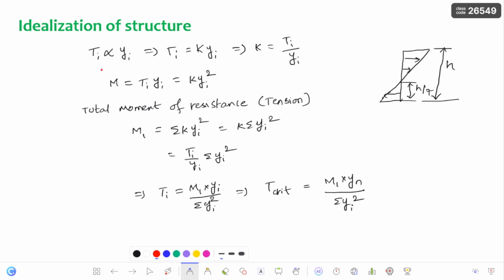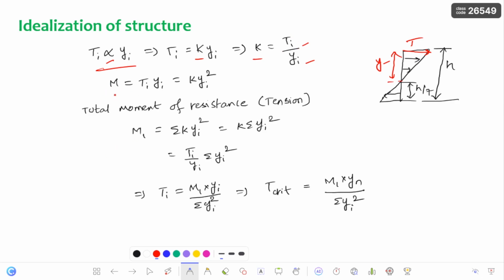Here, the tension force which is going to be developed is directly proportional to the distance of that particular bolt from the neutral axis. Here you can see clearly, the topmost bolt is going to suffer more tension, and the distance from the neutral axis is maximum in the case of this topmost bolt only. So this T is directly proportional to the distance from the neutral axis, and if I remove this proportionality, you will get the constant, that is K. Now what is the K? K is nothing but Ti by Yi. Ti is nothing but the tension force which is developed in the ith bolt.